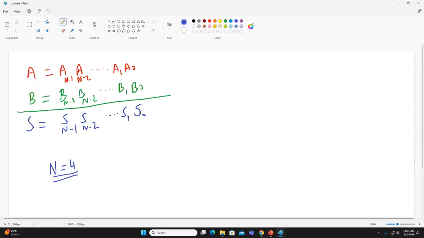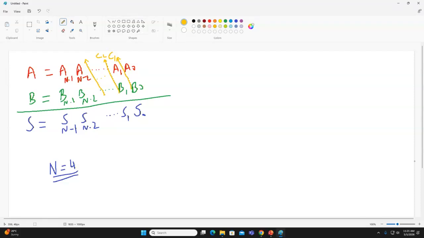Okay, when we are adding these numbers, please look here. When we add A0 and B0, the sum is C0, and it generates a carry to the next stage. We call this carry C1. Then when you add these two, we generate a carry, C2, and so forth.